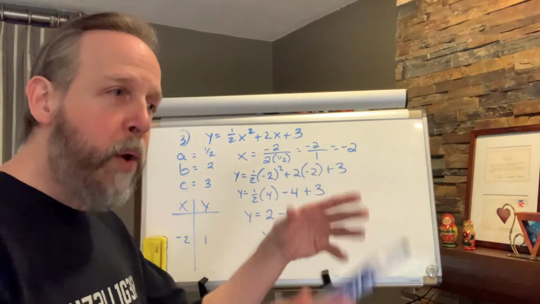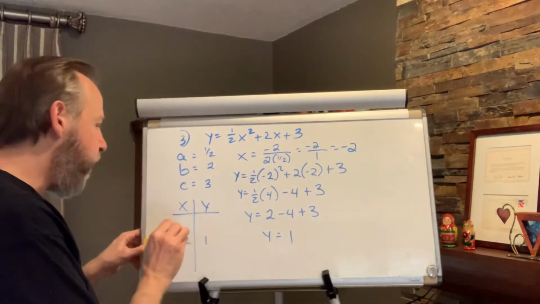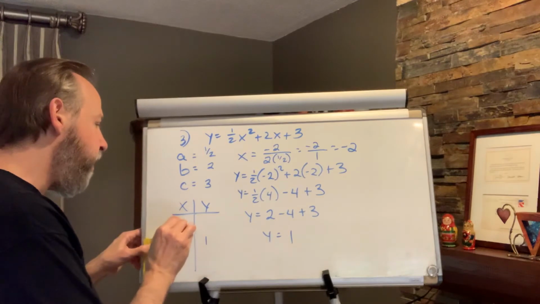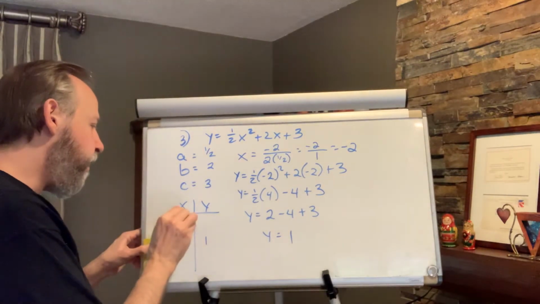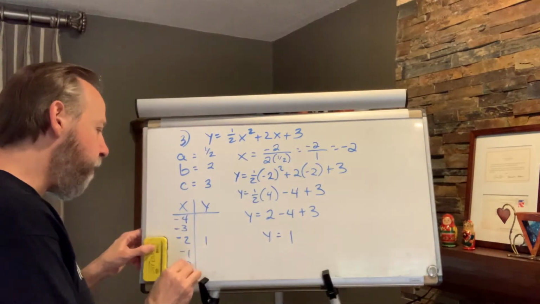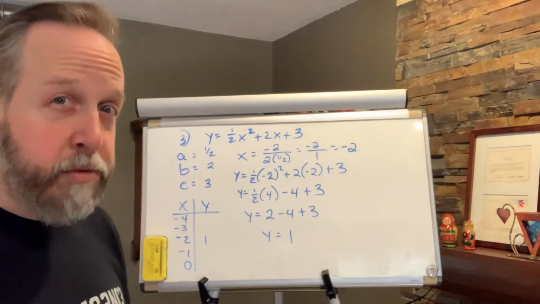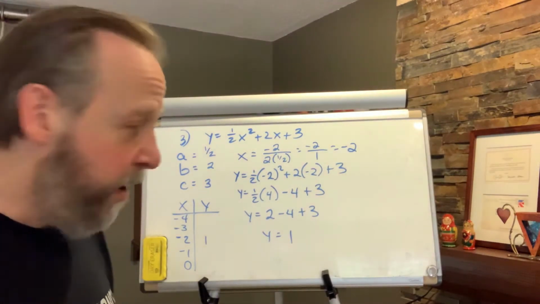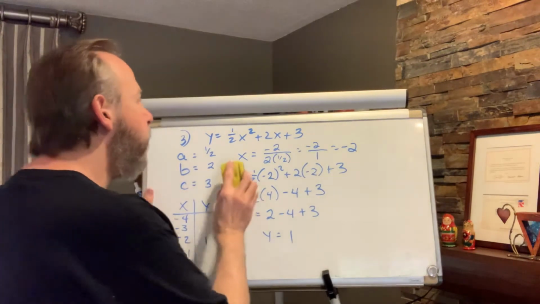We're going to go 2 away on either side. So negative 2 is going to go to negative 3 and then negative 4. And then on this side, negative 1 and 0. Again, 5 numbers in a row for the x values. And now I'm going to plug them in.